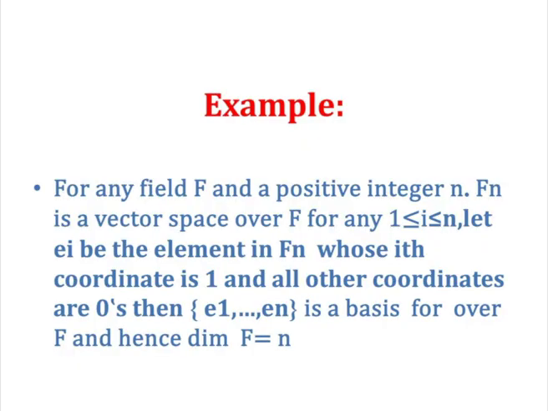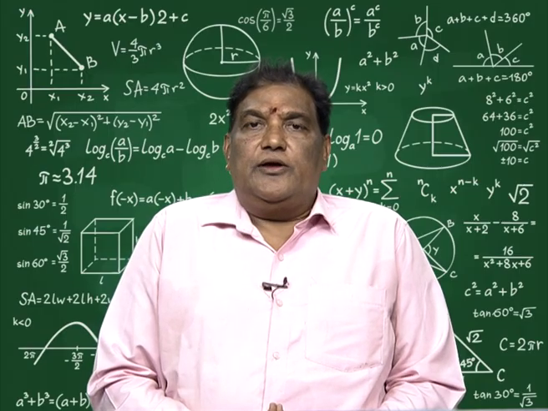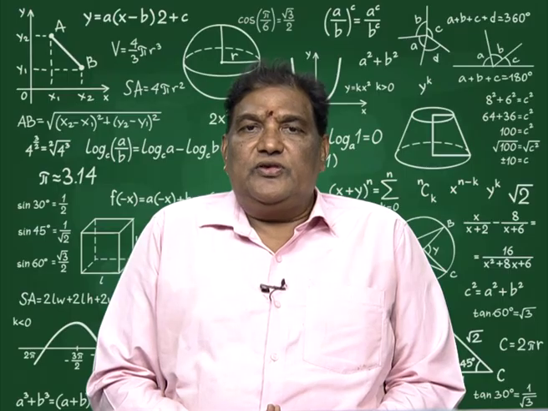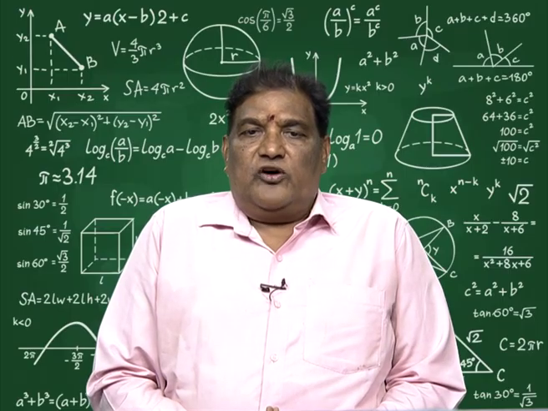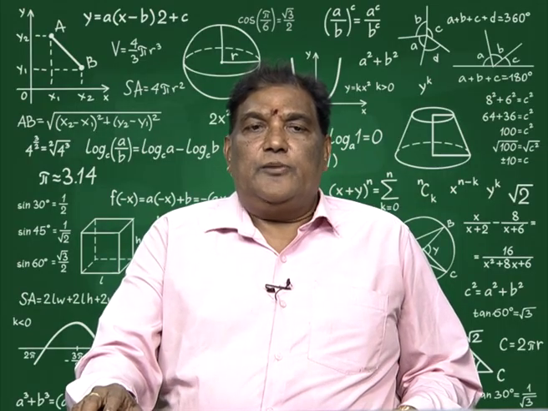So, for any field F and positive integer n, Fn is a vector space over the field F. For any i between 1 and n, that is 1 is less than or equal to i is less than or equal to n, let Ei be the element in Fn whose ith coordinate is 1 and all other coordinates are zeros. Then E1, E2, etc., En is a basis for Fn over F, and hence dimension of F over F equals 1.